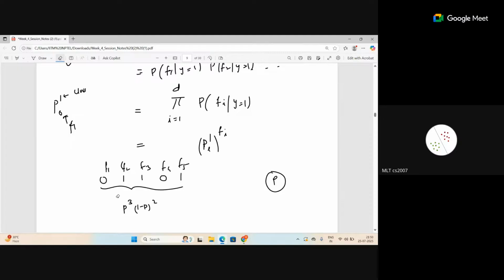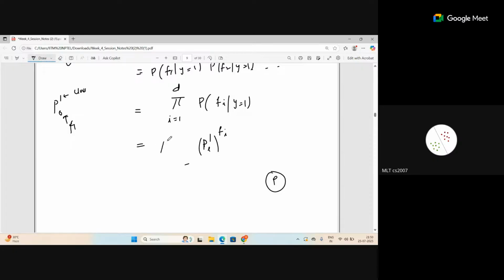Now, understanding that, we'll try to get all the notations here. This is going to be the product of i equals 1 to d of p_i^y to the power f_i, into (1 minus p_i^y) to the power (1 minus f_i).